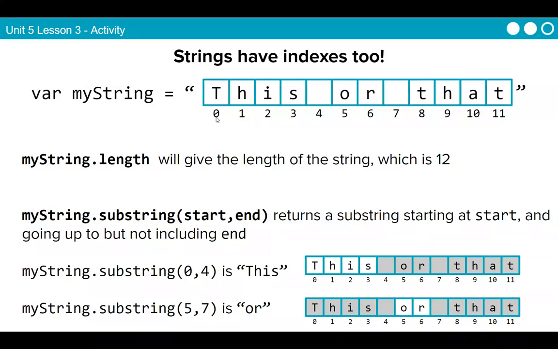You can use a method on strings called substring, which allows you to pull out a part of that string. So my string.substring 0 to 4 gives us 0, 1, 2, 3, and it ends at 4. So it doesn't give us the space. It just gives us the word this. With 5, 7, we start at 5 and we end just before 7. So we get OR. Cool.